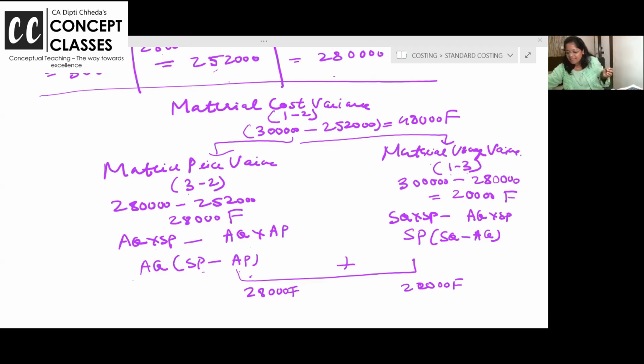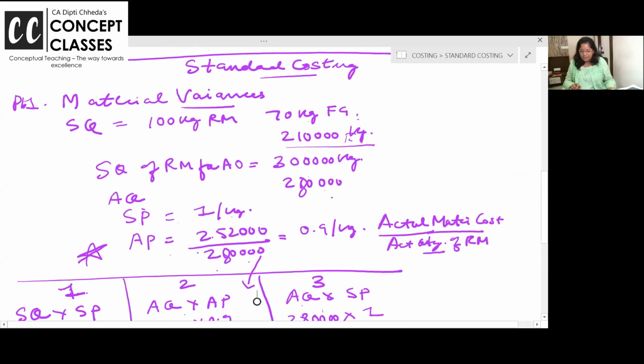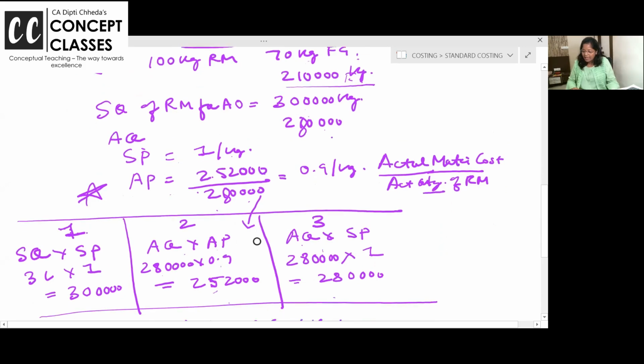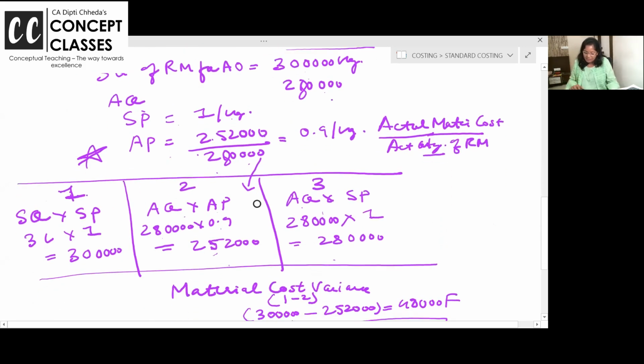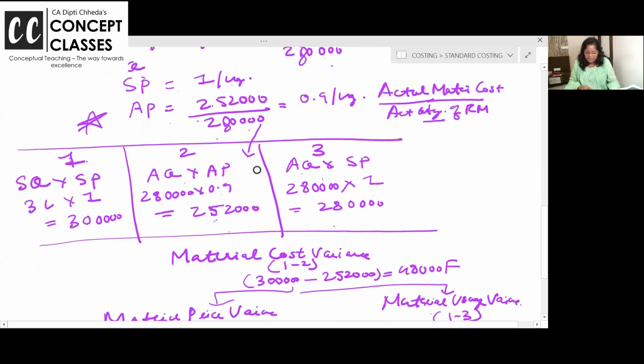Let us revise the same problem again. What did we do first? The data we made ready. Standard quantity for actual output of 2,10,000 is 3 lakh kg. Actual quantity of raw material used is 280. Standard price was given as 1, and actual price we have calculated, but I told you actual quantity into actual price, actual cost has already been given as 252, so you don't need it. What is standard quantity into standard price? 3 lakhs into 1. Actual quantity into actual price. Actual quantity into standard price.